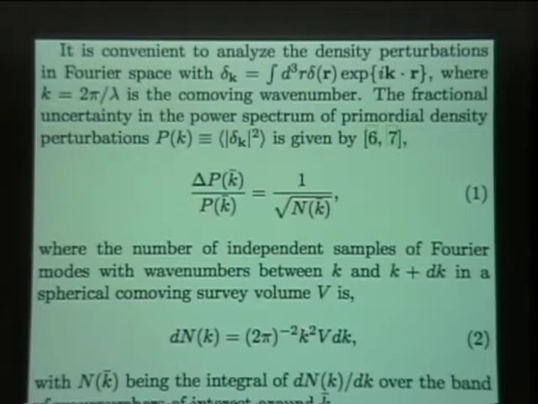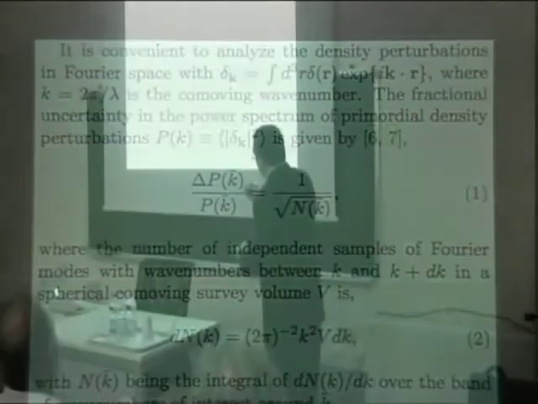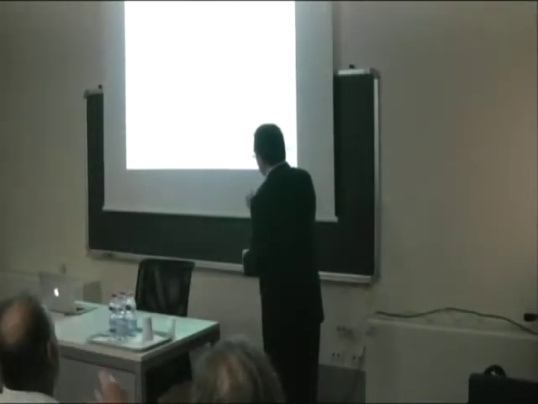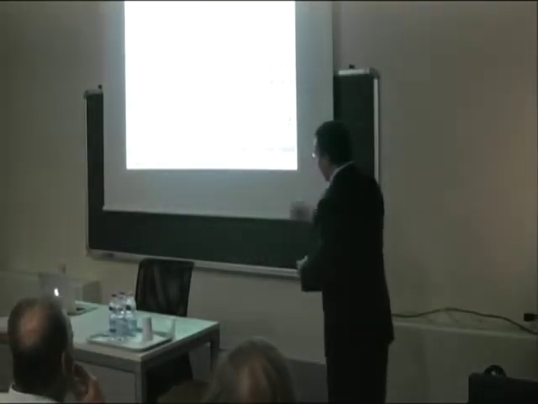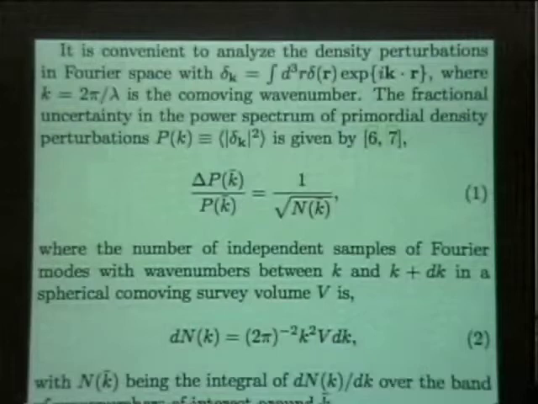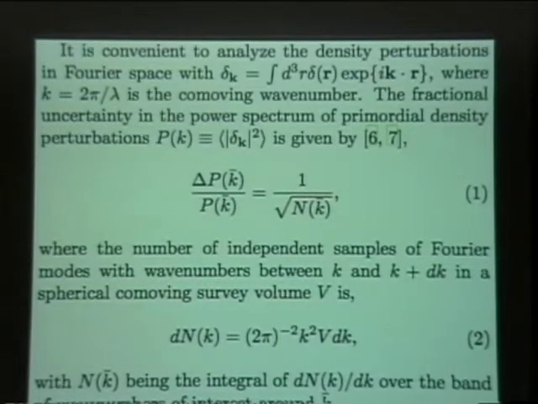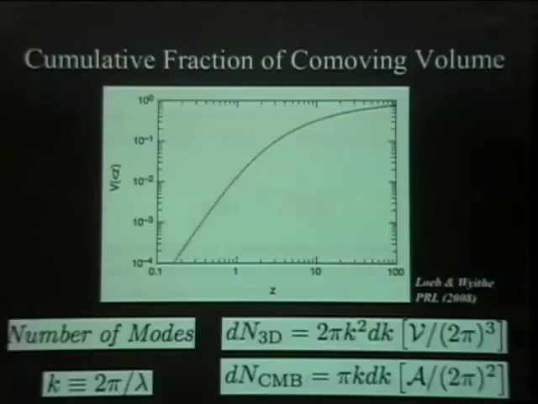And to count how many such independent regions you have, you simply take the volume that you are surveying divided by the characteristic volume associated with a wavelength lambda. Or in other words, what you care about is k squared dk, the volume in k space, times the volume in real space. That gives you the number of independent regions that you're probing.